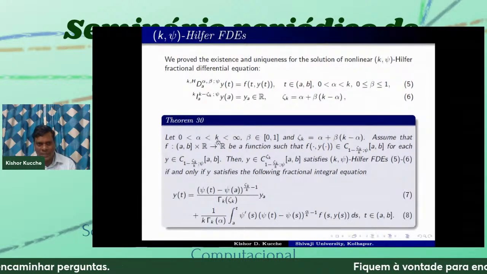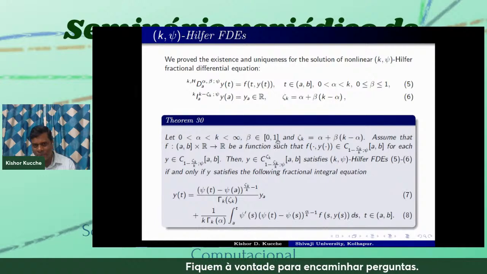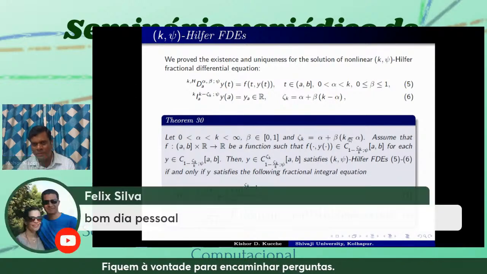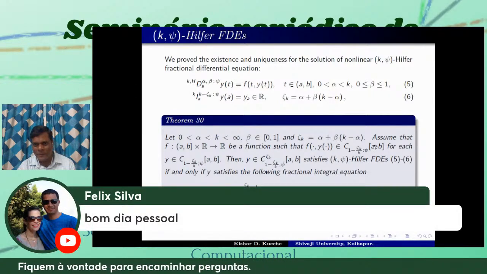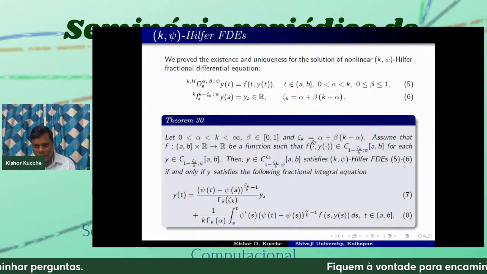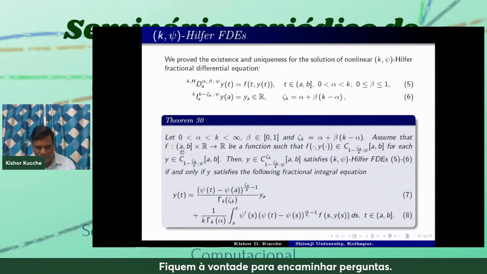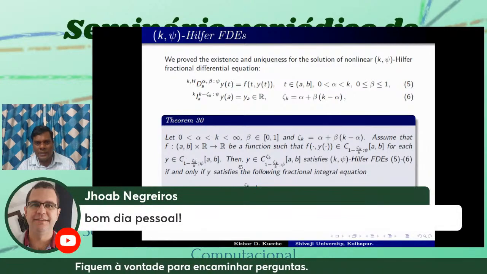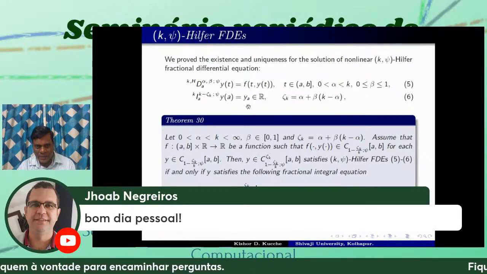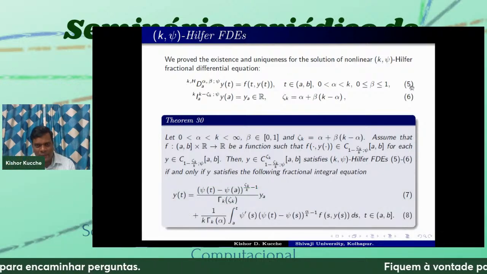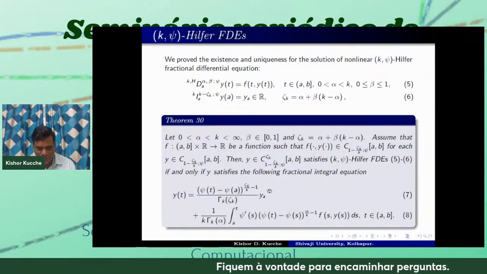Assuming alpha and k, alpha less than k, both are positive real numbers, beta is between 0 and 1, and psi k is this number, alpha plus beta into k minus alpha. We assume that f is a continuous function, and that this function lies in this weighted space whenever y lies in this weighted space. Then y satisfies this differential initial value problem 5 and 6 if and only if it is the solution of this fractional integral equation.